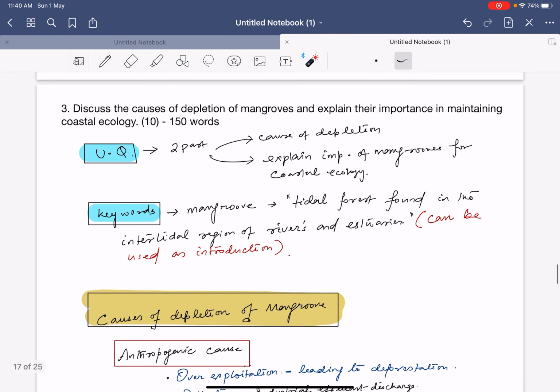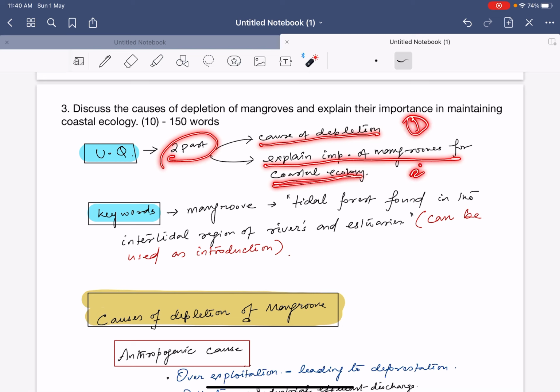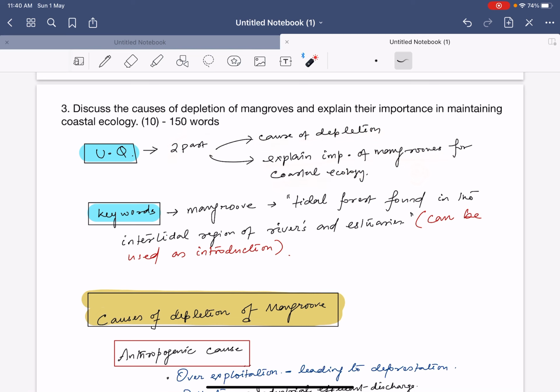Discuss the cause of depletion of the mangroves and explain their importance in maintaining the coastal ecology. First, understanding the question. The question has two parts: cause of depletion of the mangroves and explain the importance of the mangroves in the coastal ecology. So we need to briefly address the two parts of this question. Again, the keyword over here is the mangrove. What is mangrove? Mangrove is nothing but the tidal forest found in the intertidal region of the rivers and estuaries. It can be used as an introduction, as I have written in it.